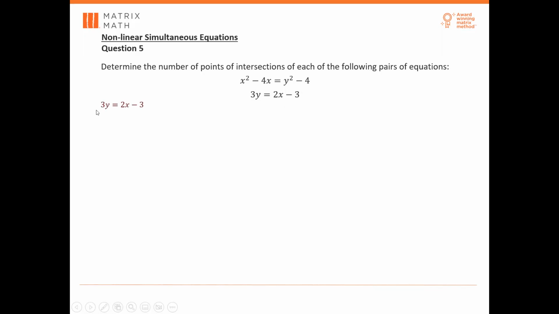We're going to use this equation here. 3y equals to 2x minus 3. You're going to write this y equals to 2x minus 3 over 3. Label this as equation 1. And you're going to sub this into equation 2. Substitute equation 1 to equation 2. So y will be replaced by 2x minus 3 over 3. So this is what you'll get.